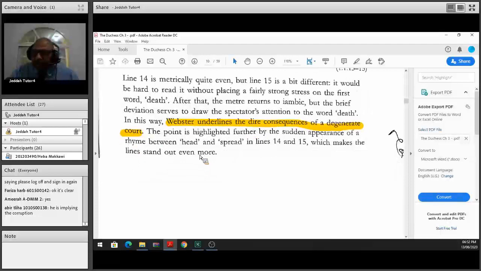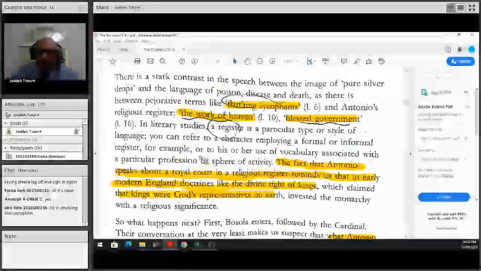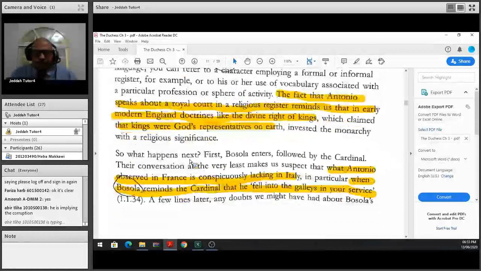So again, as you can see, the whole idea here is about the dire or the bad consequences of having a degenerate court. And degenerate court means corrupt and good for nothing royal court. Again, we're stressing the fact that Antonio, in his enthusiasm for the French royal court, is using religious register, equating what the king is doing back there with acts of God, with religious acts. This guy is obviously on a mission, fulfilling the words of God, if you like. So that's why he's saying the work of heaven, blessed government. So as you can see, the register is leaning towards the religious.